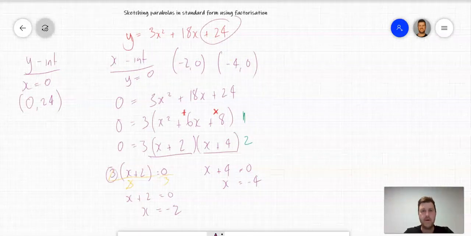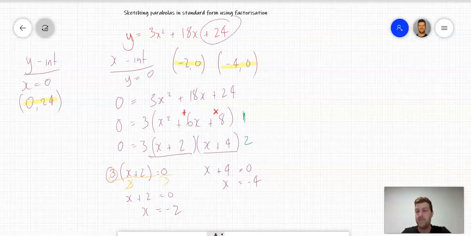Okay, got my Y-intercept, and I've got my X-intercepts. Next thing I need to work out is my turning point. But before I can do that, when it's in standard form, it's not in turning point form, so I've got to work out the axis of symmetry first. The axis of symmetry is either the average of these two values, or I can use the formula x equals minus b over 2a.